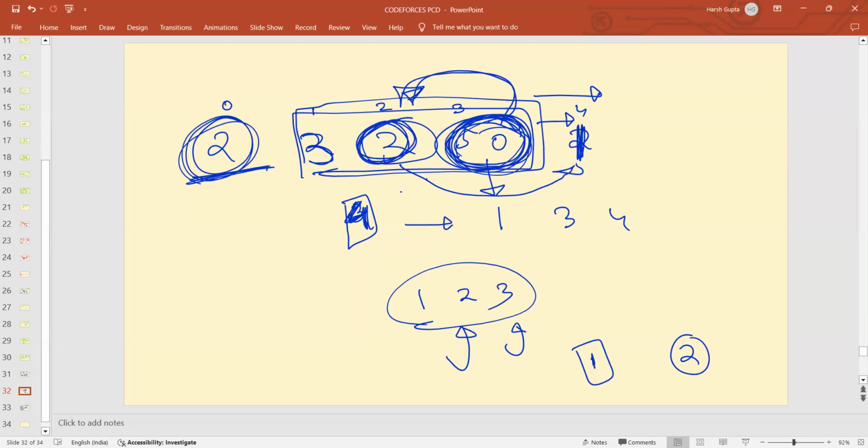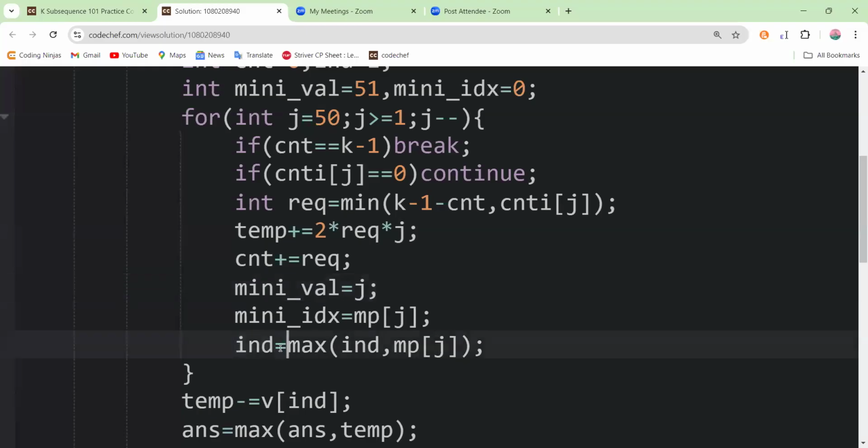So remove the minimum element and add the maximum element, something like that. I need to know the last element of the k-1 elements that I am choosing. So the last element I am simply updating in this variable index. This variable index stores the index of the last element that I chose out of the k-1 elements. This index gets updated to max of index comma mp of j. This mp stores the rightmost index for this j. So this index gets updated by that.